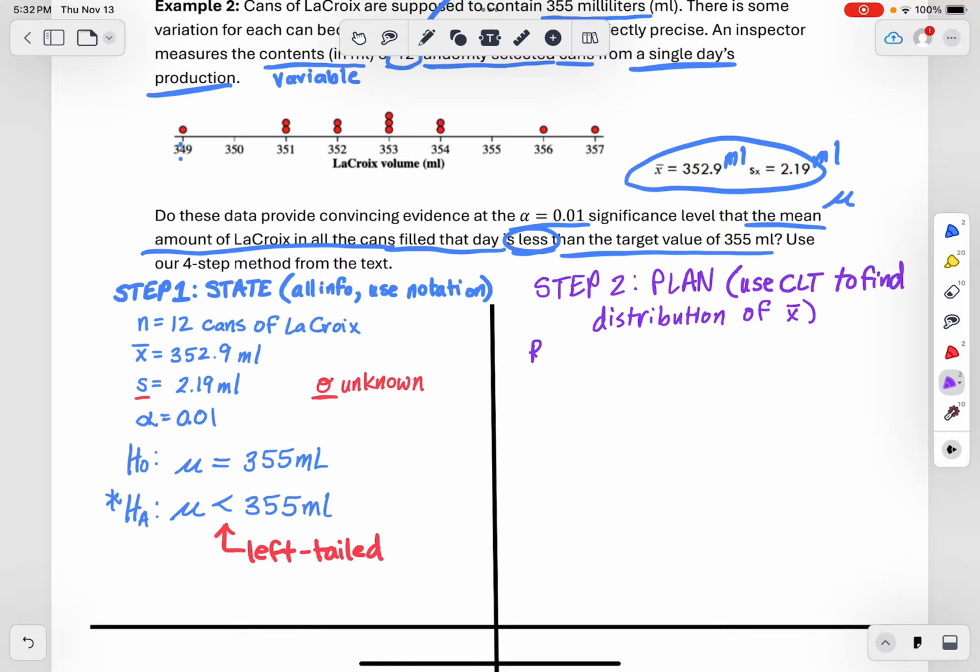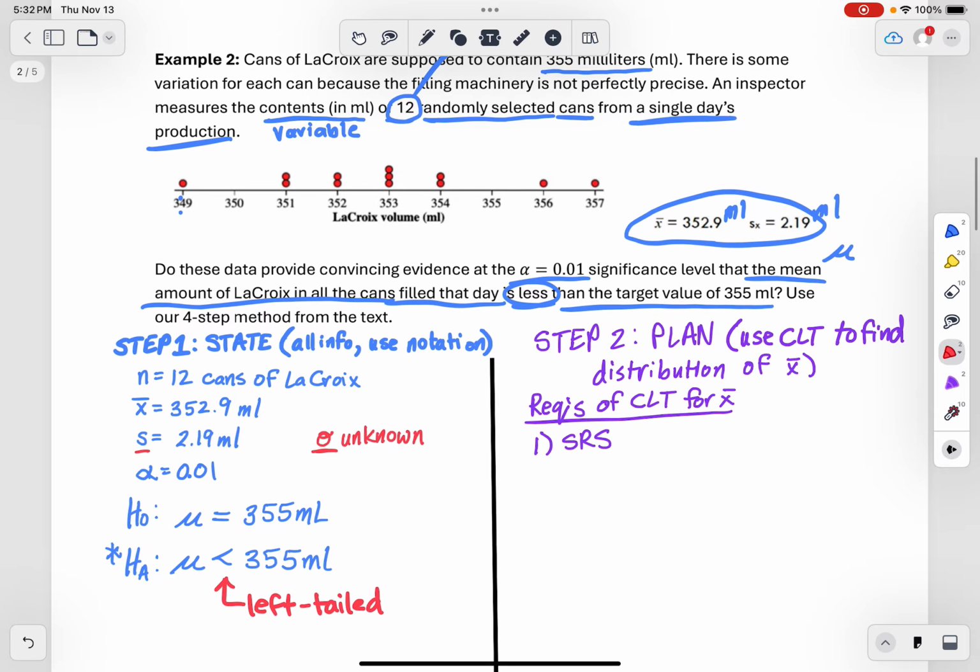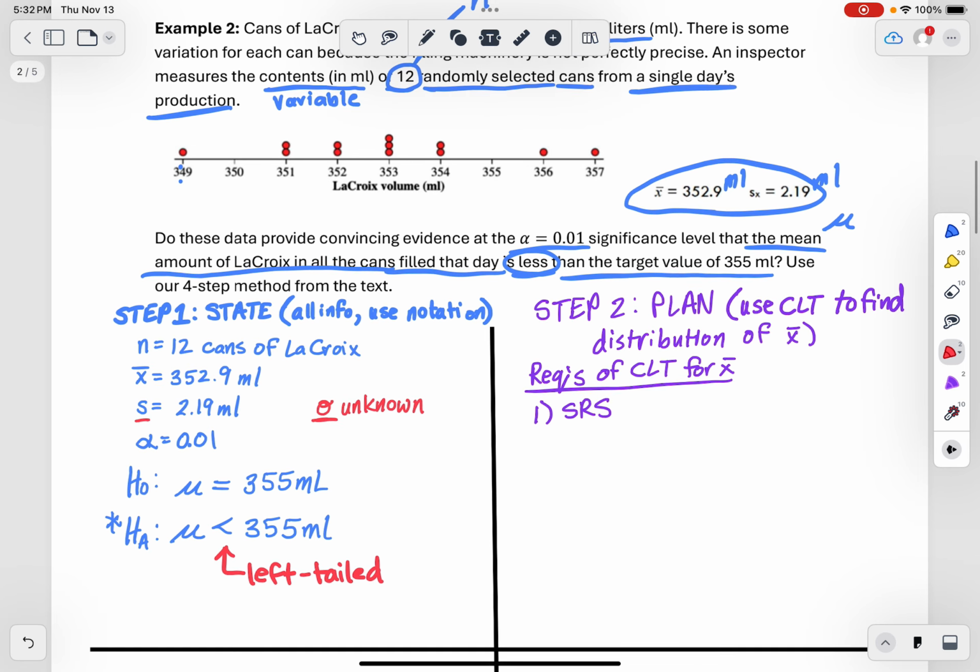So what are our requirements? Again, they're back on that reference sheet that you need to make sure you're familiar with because you're allowed to use it on any exam or quiz. So my requirements are a simple random sample, and they said the cans were randomly selected, and we weren't given any reason to think it's not a simple random sample. The second thing is either your n has to be bigger than 25, which it's not.